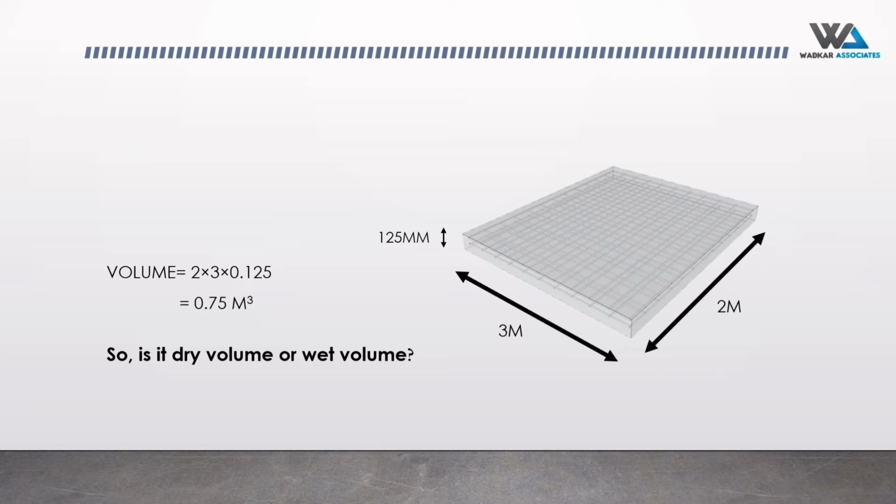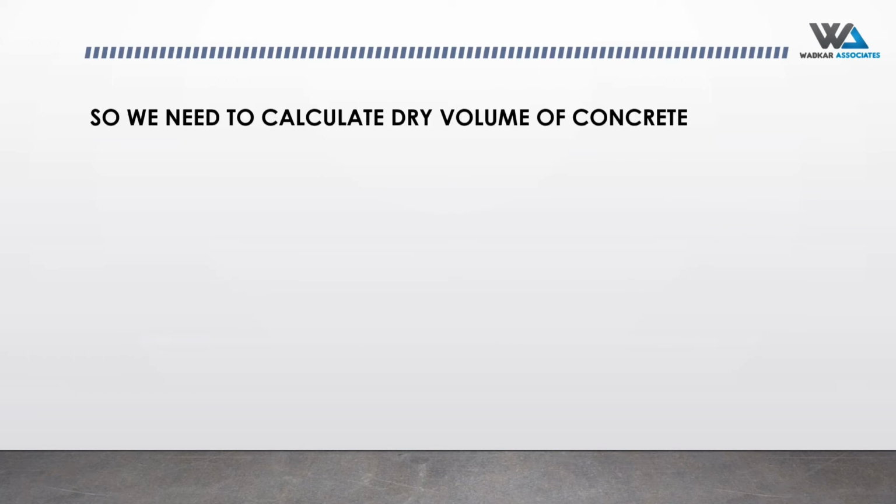So, what actually is 0.75 meter cube? Is it dry volume of a concrete or wet volume of a concrete? Since we will be talking about the mix including cement, sand, aggregate and water, it is said to be wet volume of a concrete. But there is a need to calculate dry volume as we will be adding those ingredients in proportion in which water is to be added.